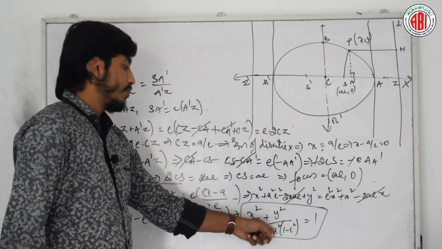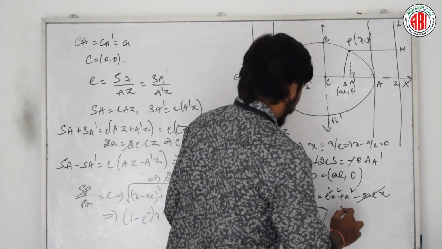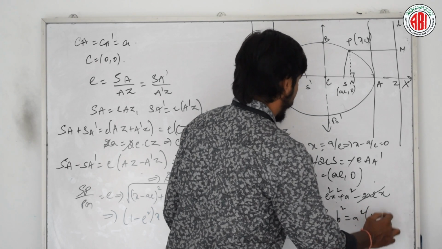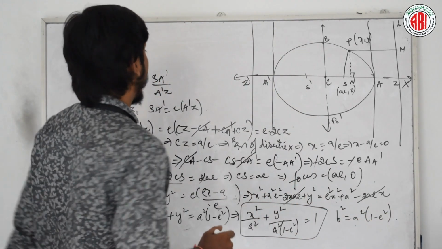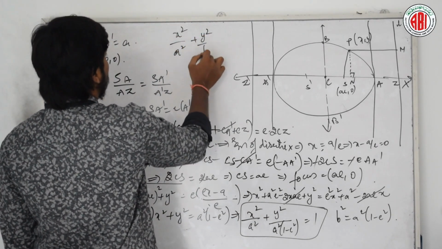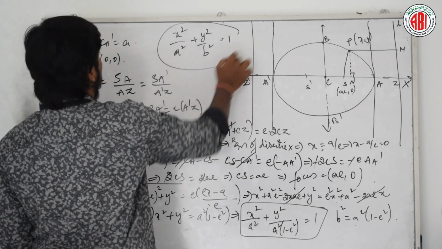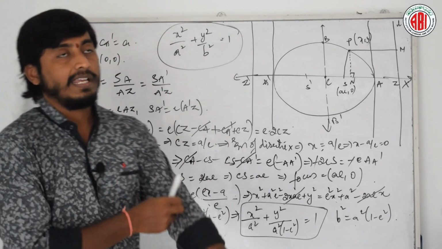Now we have to assume this particular term. Here B square is nothing but A square into 1 minus E square. That is a simple assumption. Obviously, I can write the whole standard form as X square by A square plus Y square by B square is equal to 1. Is it clear? Fine. What did we learn here?